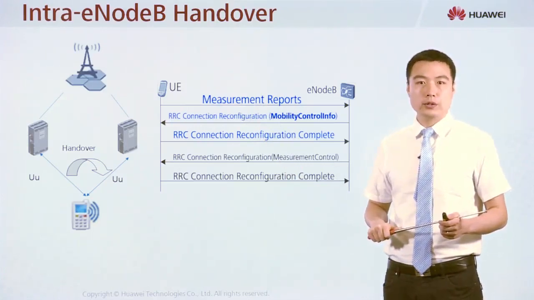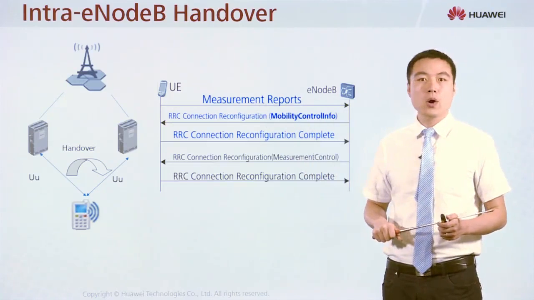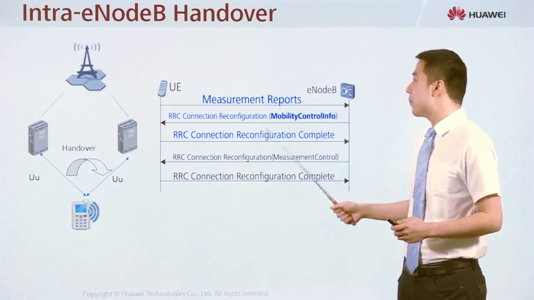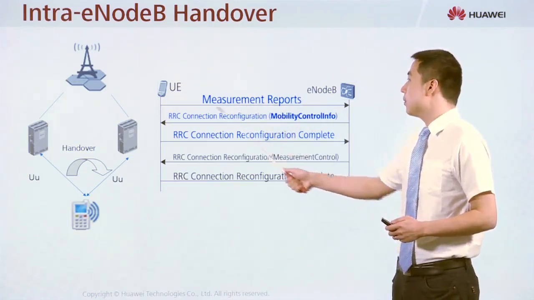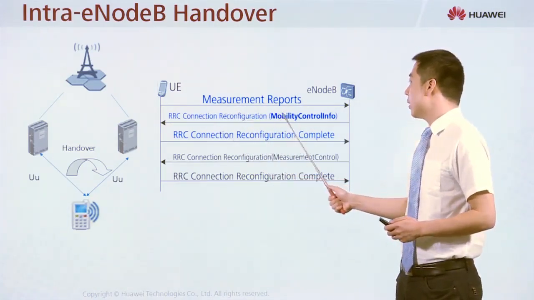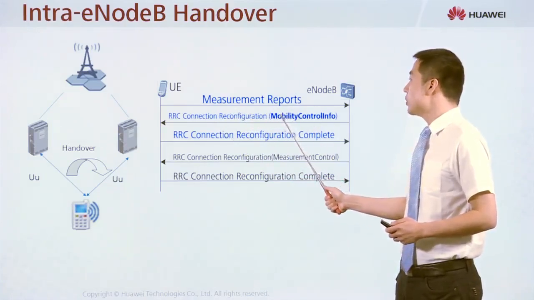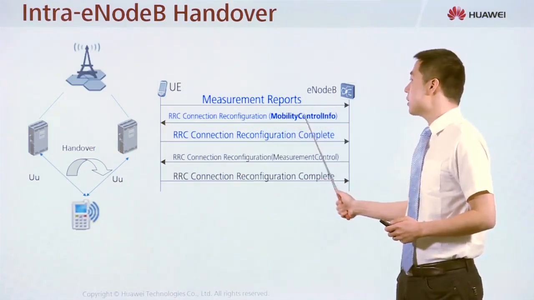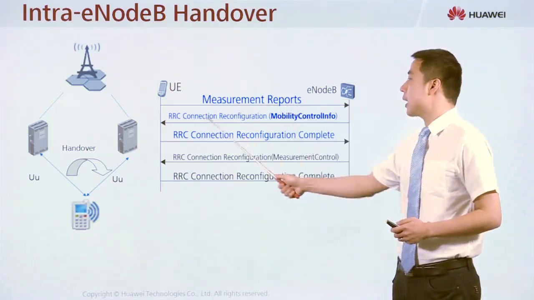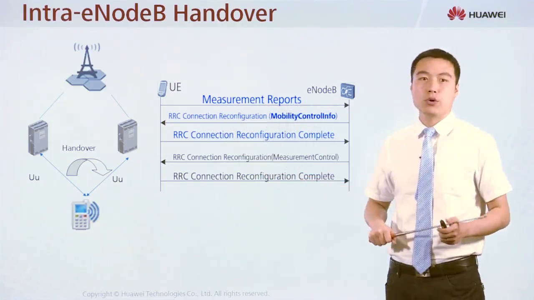How do we distinguish whether the RRC connection reconfiguration is used for radio resource allocation or handover? We must base it on the information element included in the message. This RRC connection reconfiguration has an important information element, which is mobility control info. If we find this information element in the RRC connection reconfiguration, it means this message is the handover command.